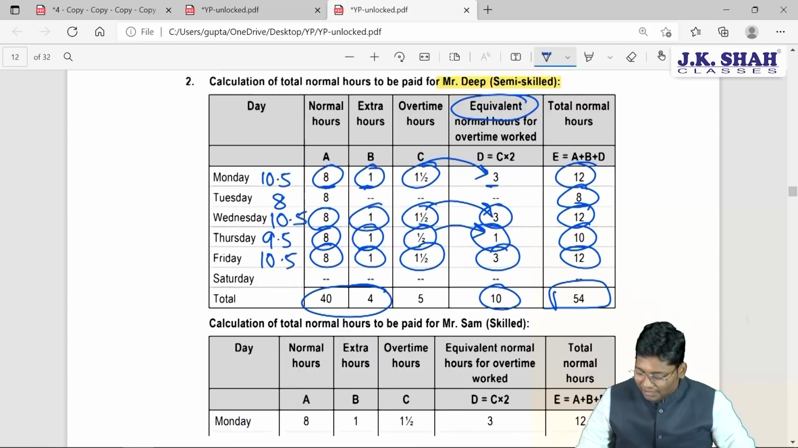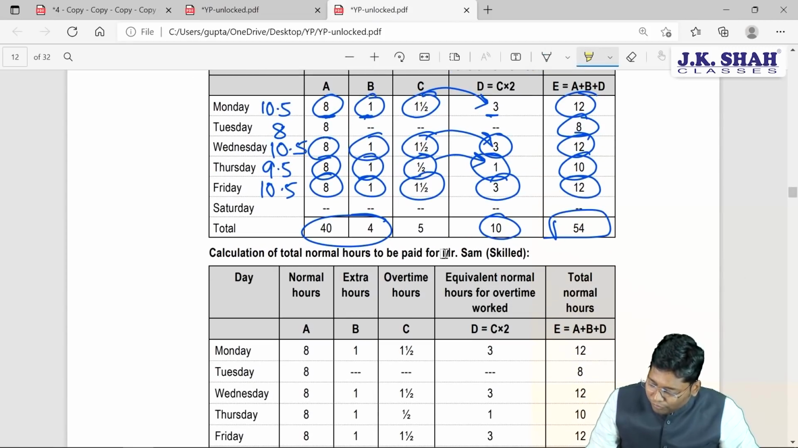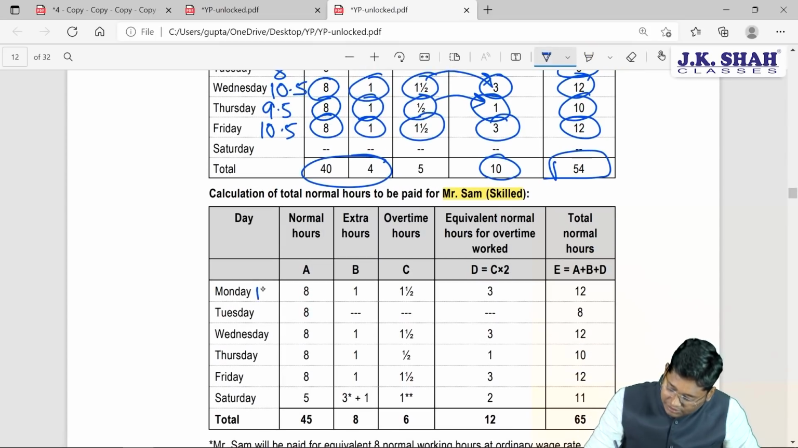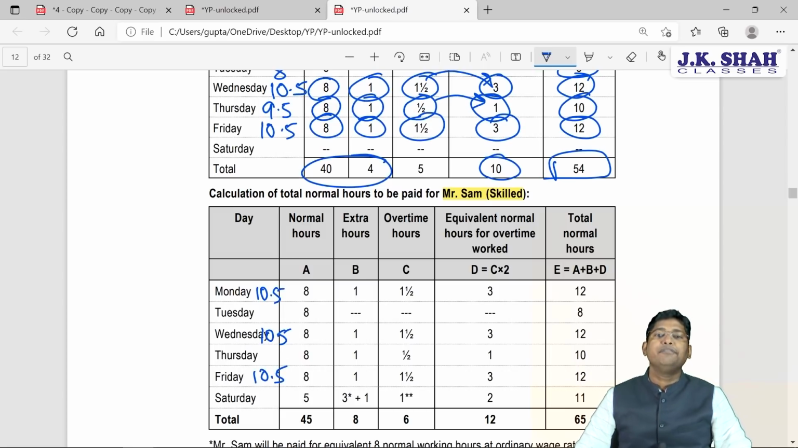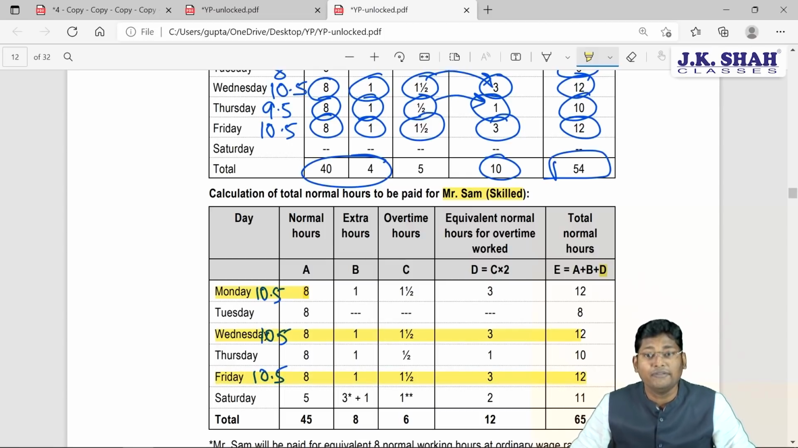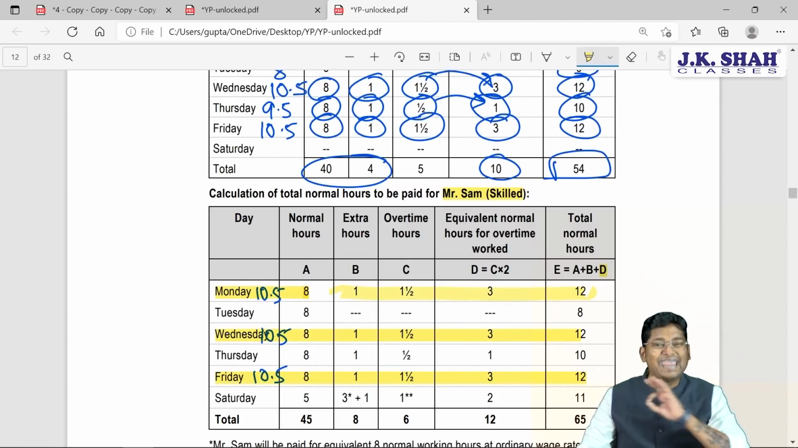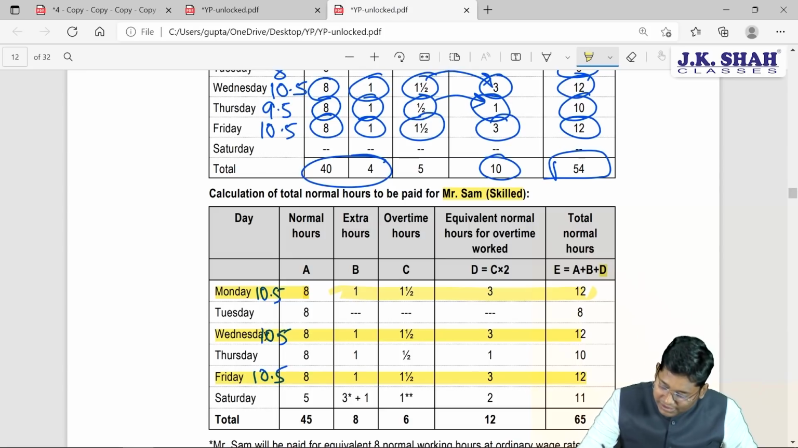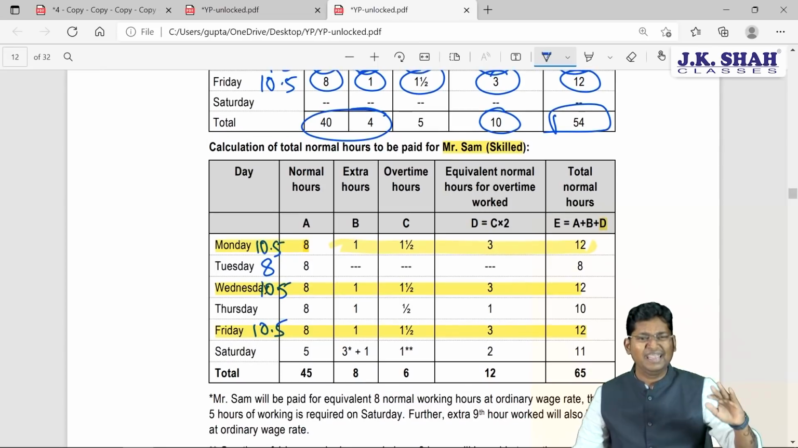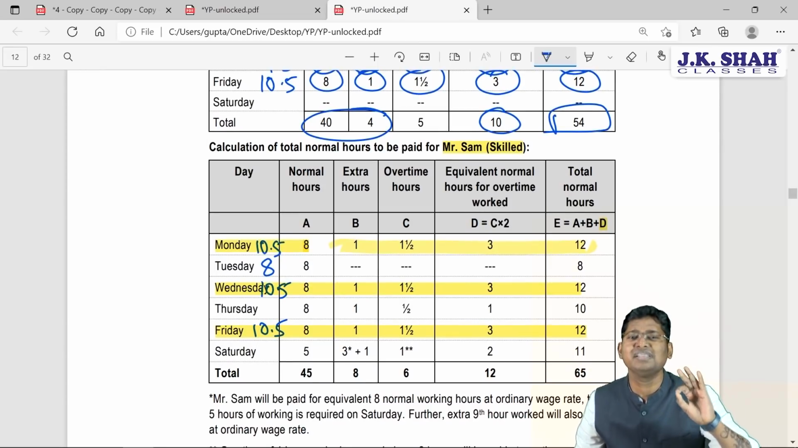Correct? Same way, if you compute the hours payable for Mr. Sam, who is a skilled worker, then the same classification is needed for Monday, Wednesday, and Friday. Your worker has worked for 10.5 hours. If you check this column, you are going to get the same bifurcation on Monday, Wednesday, and Friday. MWF. See, 12 hours bifurcation is given. It is the same as the previous discussion. As far as Tuesday is concerned, your worker has worked for 8 hours, so no extra hour, no overtime calculation, nothing. He has worked for 8 hours, he will be getting paid for 8 hours. So it is very easy while calculating Monday to Friday.